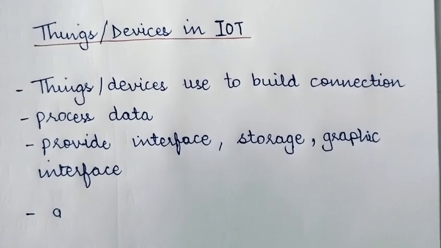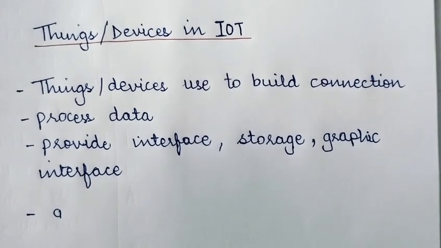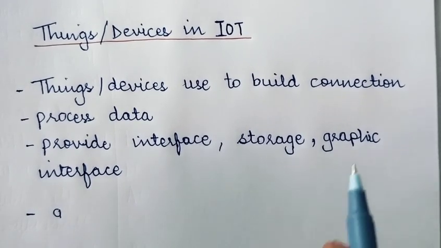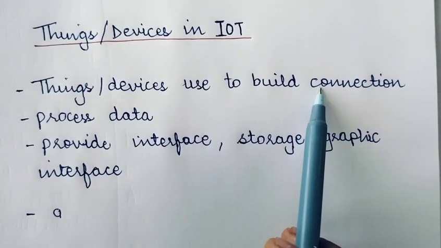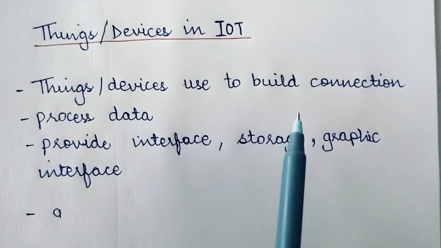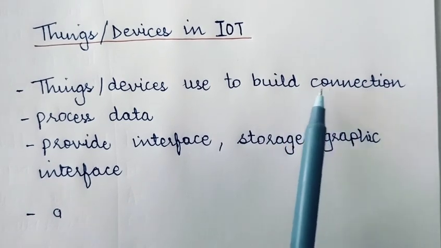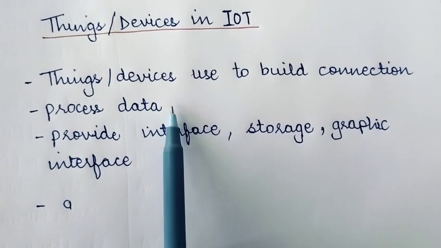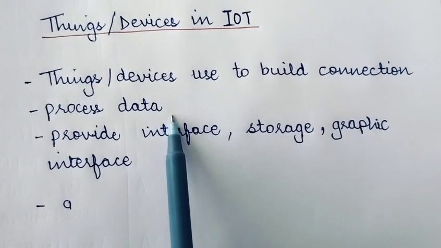So that is what we are going to discuss in today's video: what are the various things or devices, or the components, as we call them, in an IoT. All the things or devices that are used in IoT are used to build a connection, an interconnection of various components. Why do we need to build this connection? So that we can process the data. Whatever data is captured through the devices, we need to process that data.